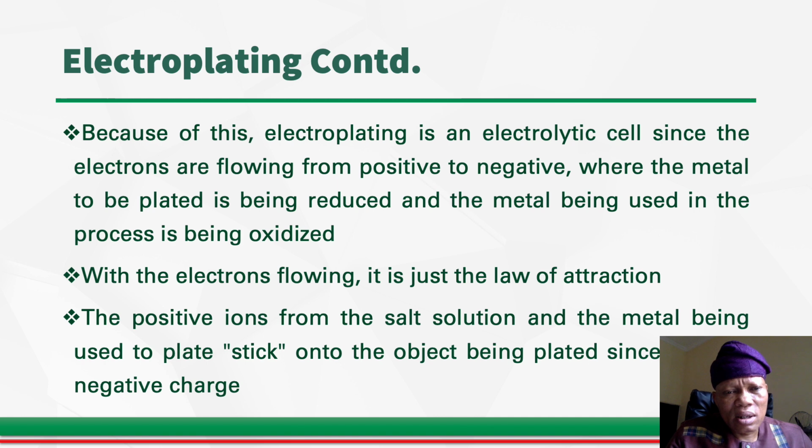Because of this, electroplating is an electrolytic cell, since the electrons are flowing from positive to negative, where the metal to be plated is being reduced and the metal being used in the process is being oxidized. With the electrons flowing, it is just the law of attraction.